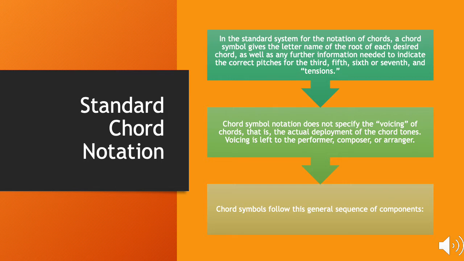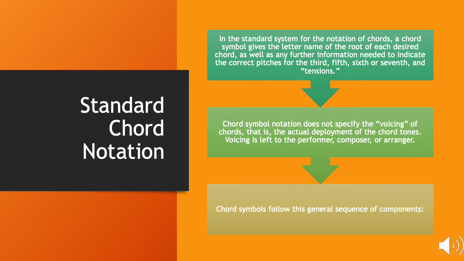Standard chord notation. In the standard system for the notation of chords, a chord symbol gives the letter name of the root of each desired chord, as well as any further information needed to indicate the correct pitches for the third, fifth, sixth, or seventh, and tensions. Chord symbol notation does not specify the voicing of chords, that is, the actual deployment of the chord tones. Voicing is left to the performer, composer, or arranger.